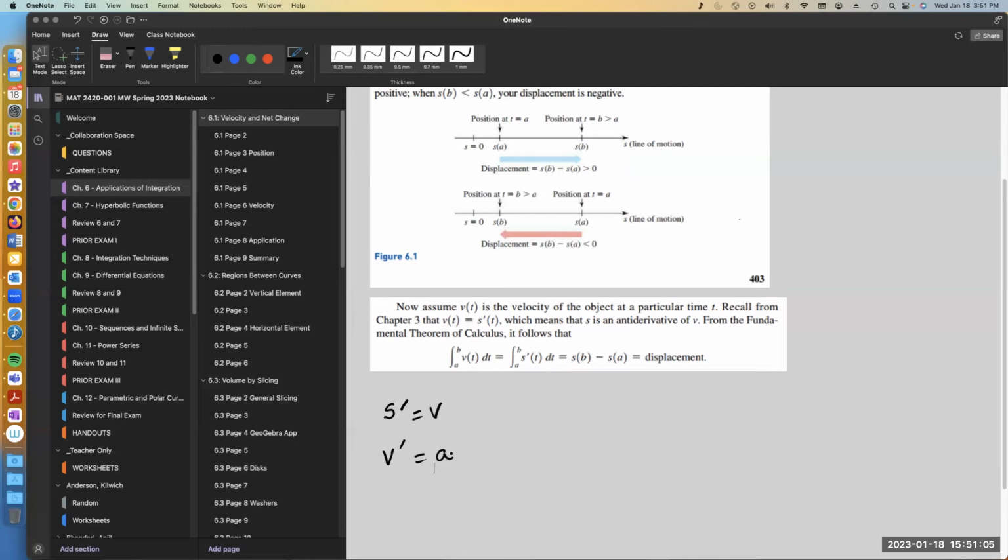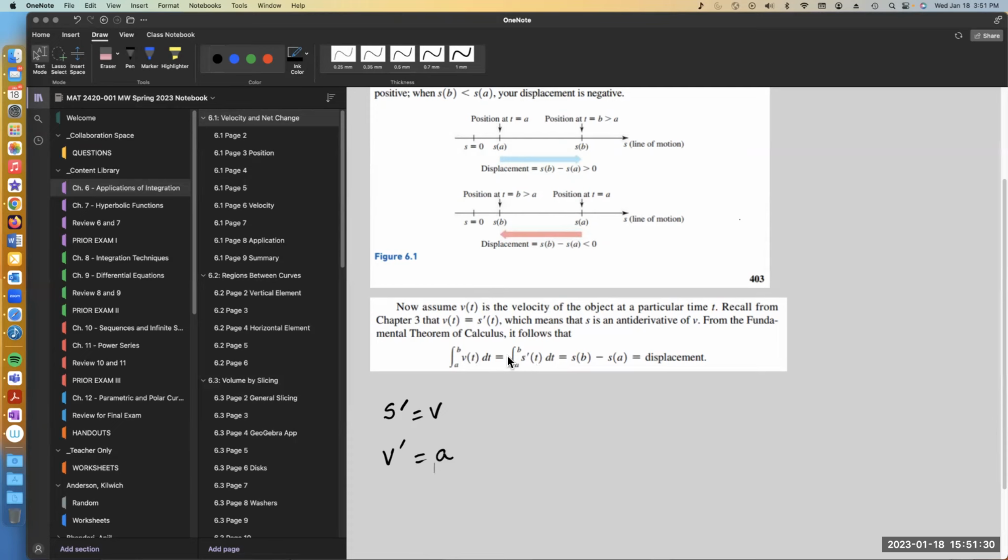And if you're in physics, you know that often you start with acceleration and you'll integrate to get to velocity, and then you'll integrate again to get to position. So we'll see those types of examples shortly. Okay, so if we integrate velocity, that's the same thing as integrating S prime.